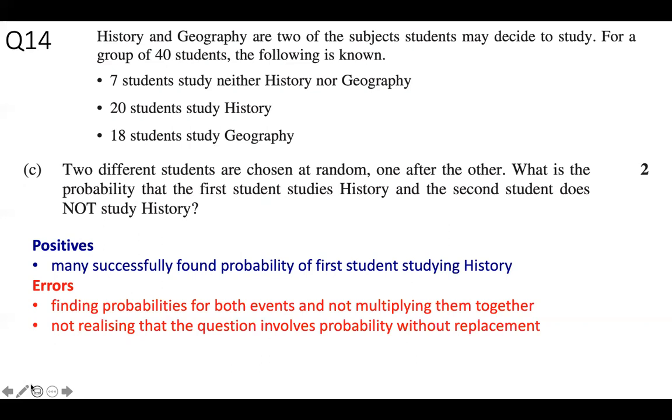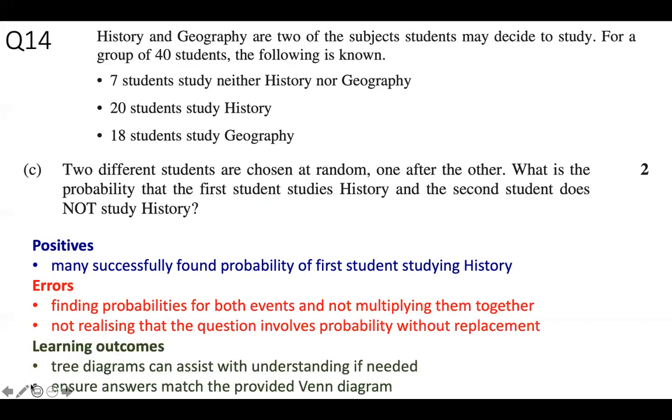So the denominator in the second fraction was not the same as the denominator in the first fraction. Tree diagrams would have been a great idea for this one if needed. It wasn't required, but would have made it easier for them. And again, it's really important that students ensure their answers match the Venn diagram that they provided.